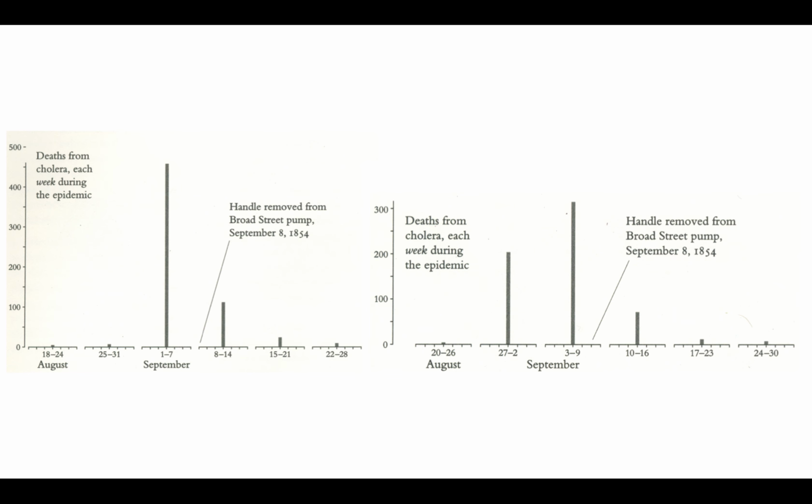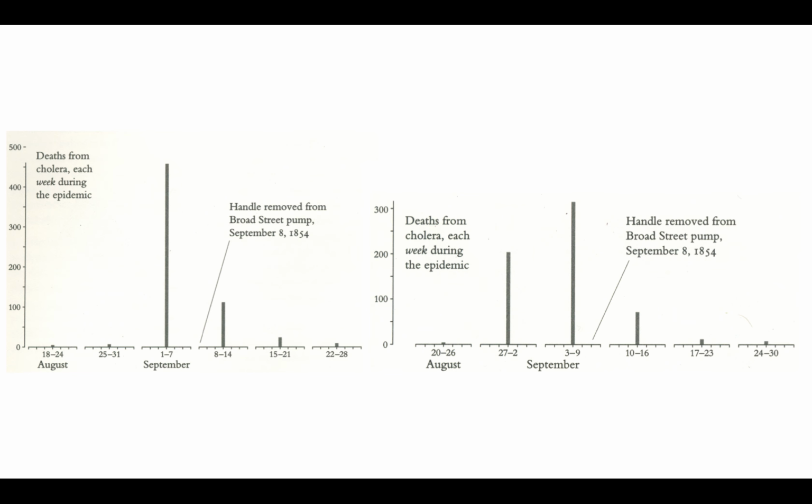And then this displays what Dr. Snow did. He went to a parish council and said, hey, remove the pump from Broad Street. That is the well that is contaminating people. If you get rid of the pump, people will have their lives saved. That happened on September 8th, 1854.